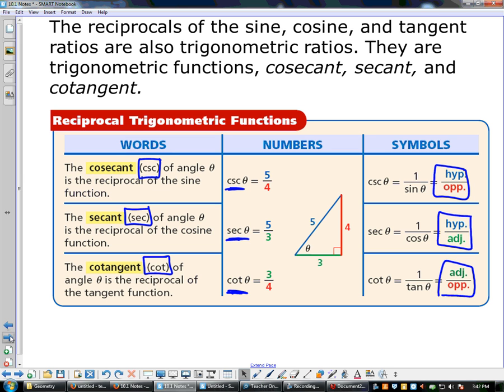Okay, and just to hammer this home, if we are looking at the cosecant of this angle theta, the sine would be the 4 over the 5, opposite over hypotenuse, but the cosecant is the reciprocal, so it's going to be the hypotenuse over the opposite, so it's 5 over 4.